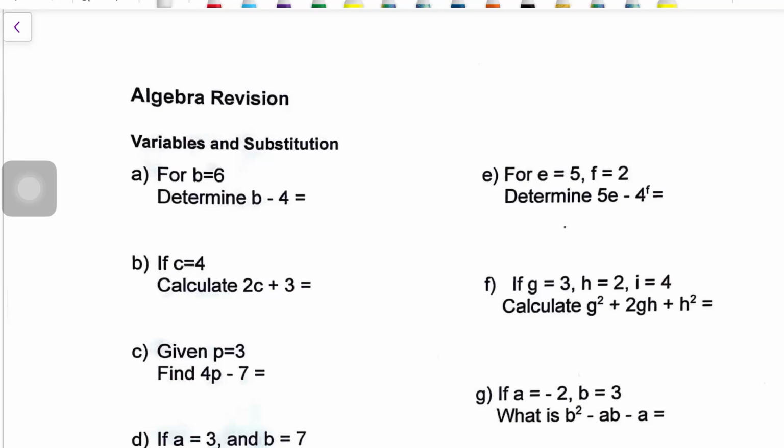Hi everyone, today we'll be revising the topic of algebra, variables and substitution.